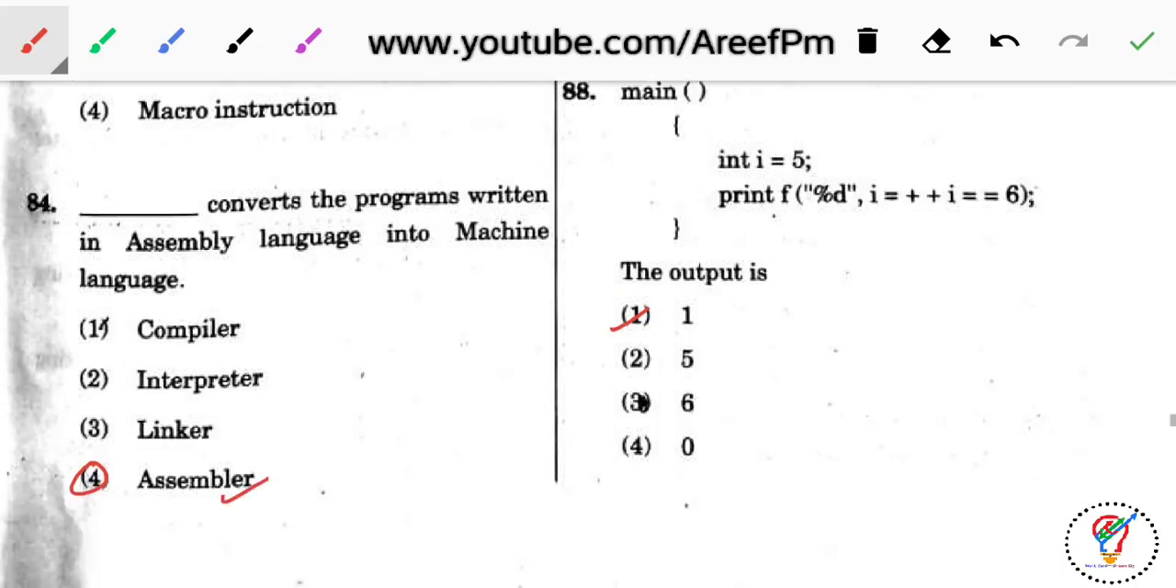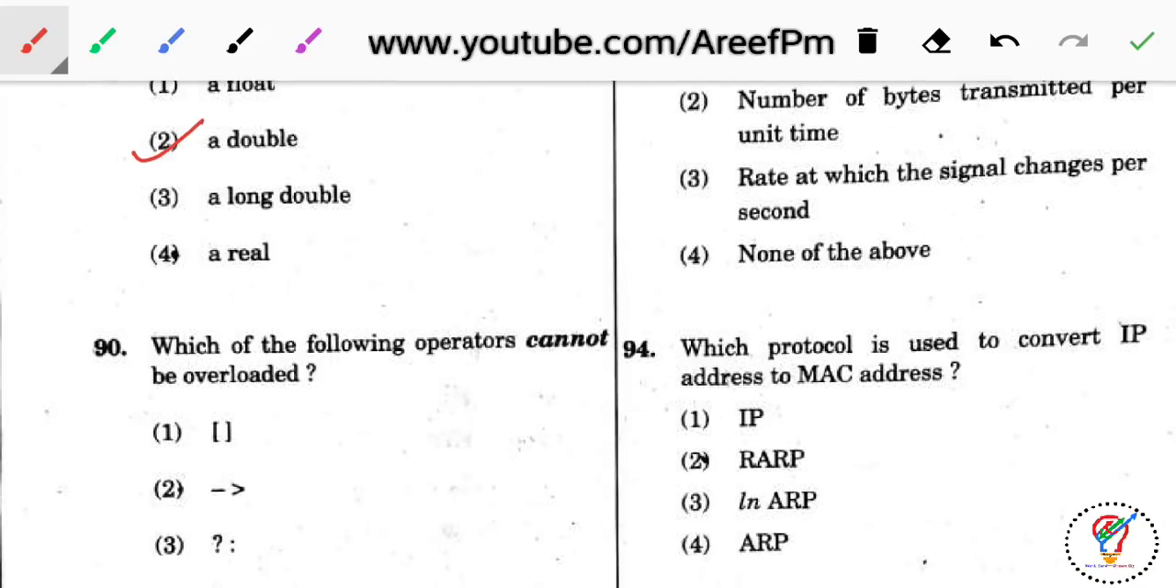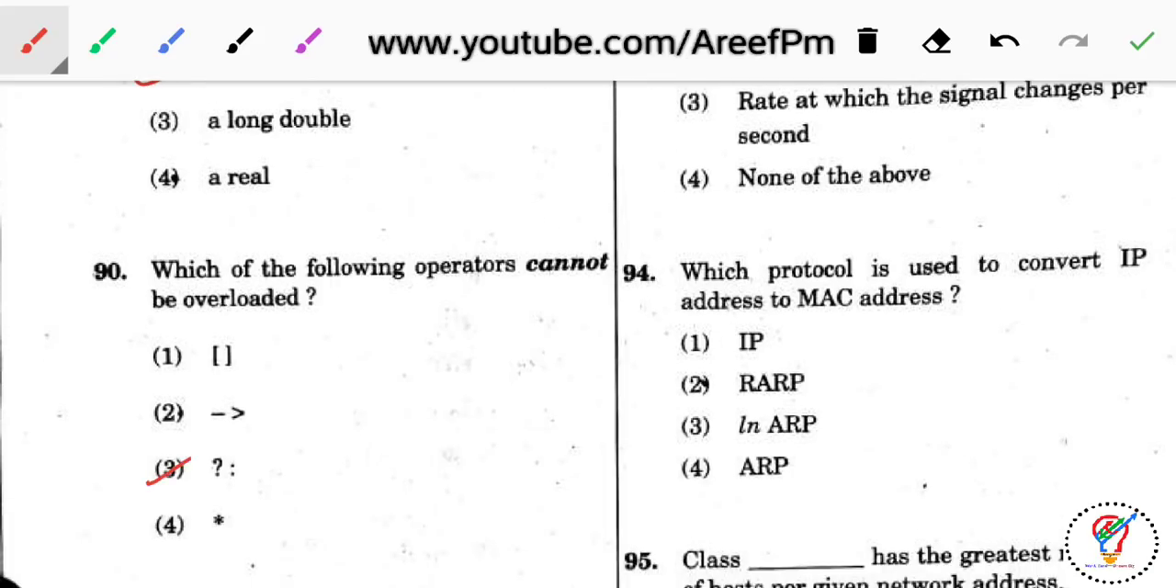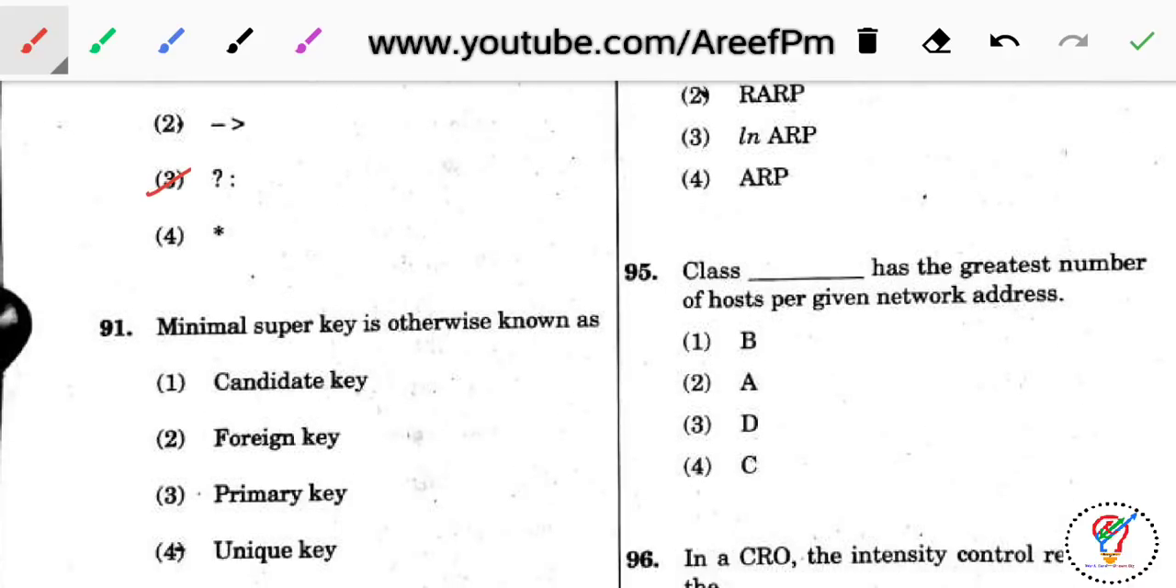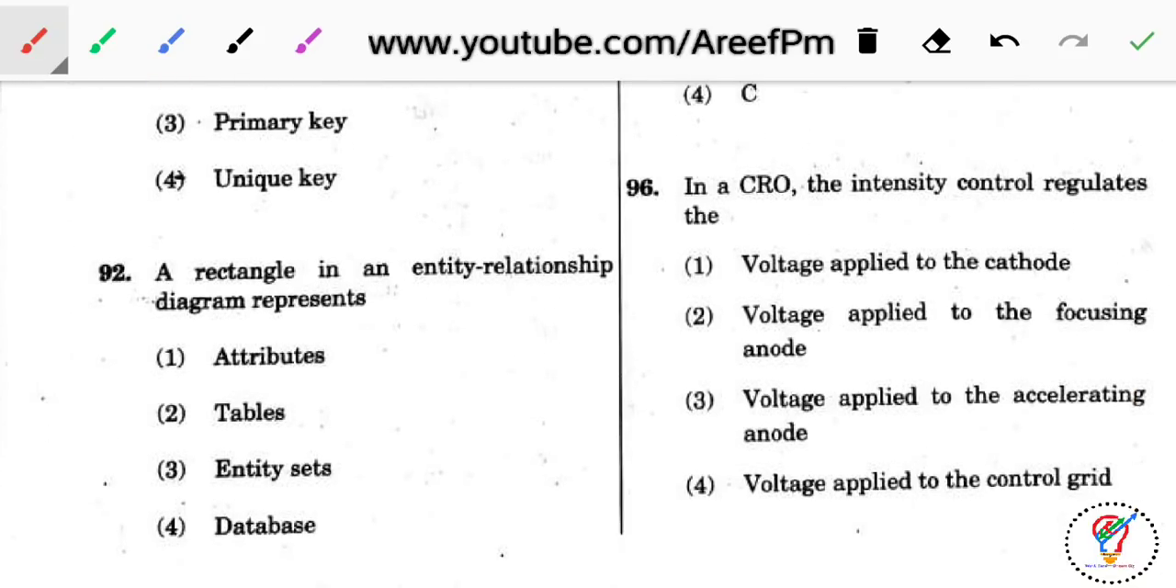That was question 88. And next one, the 89th question here. By default, any real number in C is treated as a double. Next one, 90, which of the following operators cannot be overloaded? It is the question mark colon operator. Next one, 91, minimal super key is otherwise known as candidate key. Next one, 92nd question: a rectangle in an entity relationship diagram represents entity sets.